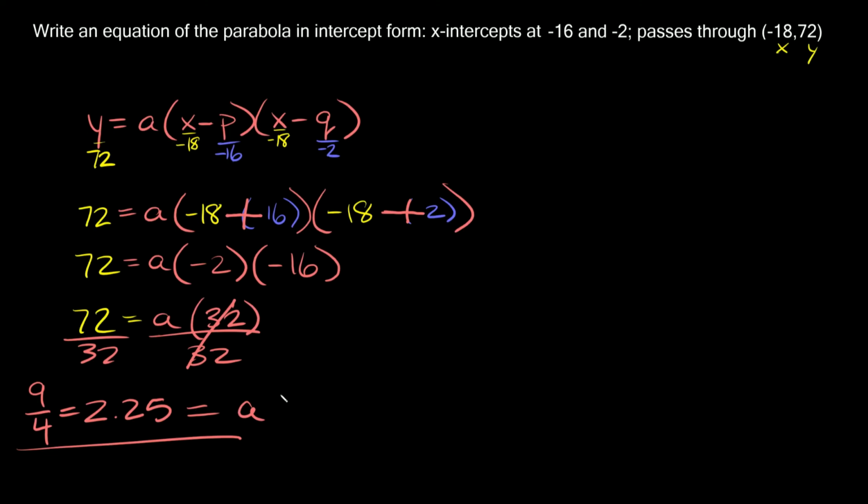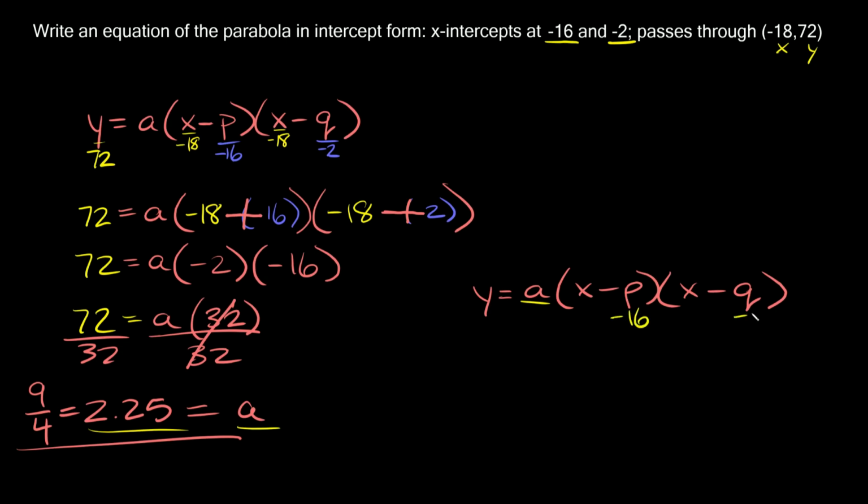So now the last thing we have to do is just write our intercept form equation one more time. So we're going to say that y is equal to a times (x minus p) times (x minus q), right? But now we know what a is equal to, 2.25. So that's what we're going to plug in right here for this a. And then the other thing that we're going to plug in are our x-intercepts. And the reason for that is because our x-intercepts don't change. Okay, the x-intercepts for this parabola are always at -16 and -2, right? So we're going to plug those back in here. So -16 and -2, all right?